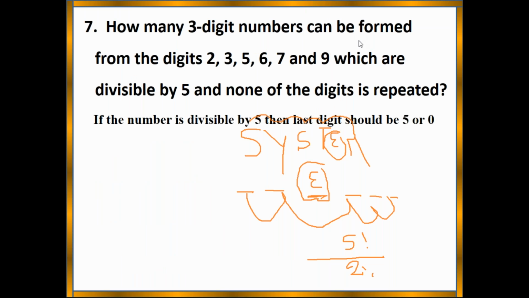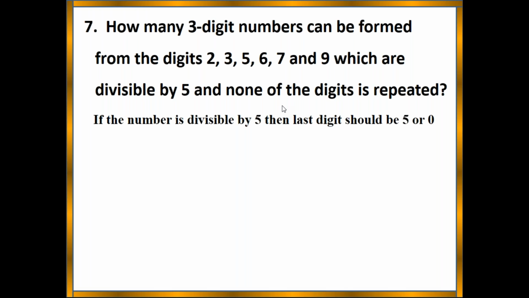How many 3-digit numbers can be formed from the digits 2, 3, 5, 6, 7, 9, which are exactly divisible by 5, and none of the digits is repeated.